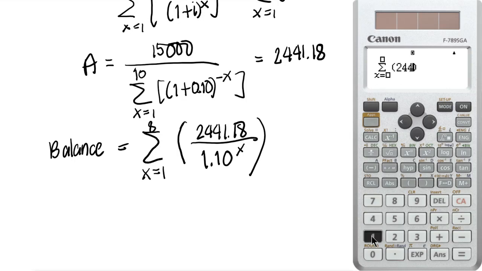Okay, so summation of 2,441.18 over 1.10 raised to x. That's 13,023. The same, di ba?